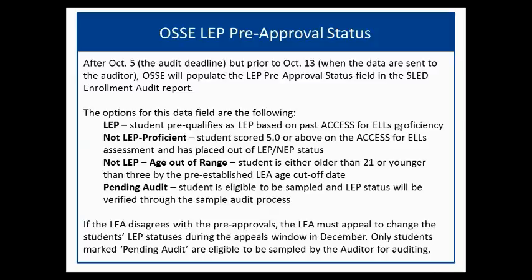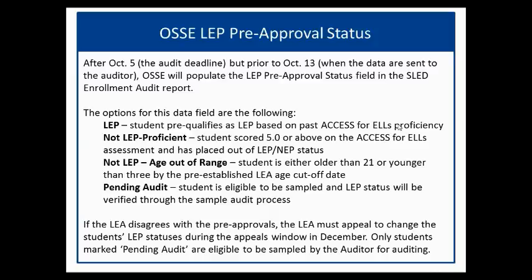The next option is not LEP, age out of range. So this would be if the student was older or younger than is permitted according to the definition of LEP. So if a student is older than 21 or younger than 3 by the LEA's age cutoff date, then that student would not be within the age range and would not be eligible for the LEP funding supplement.